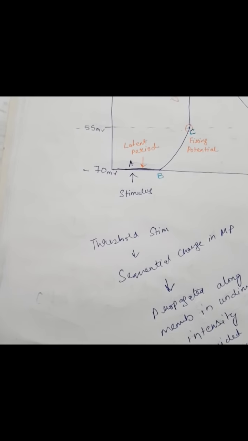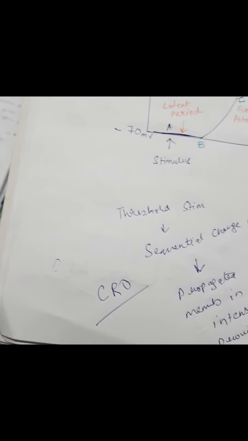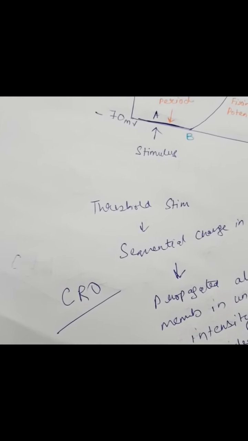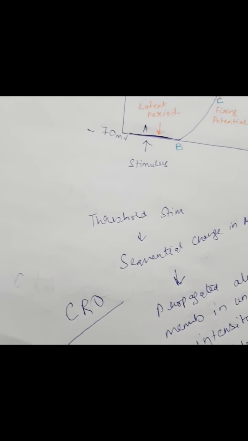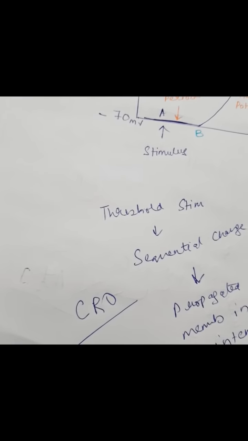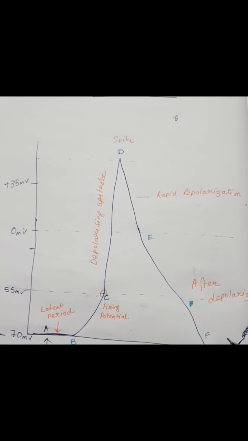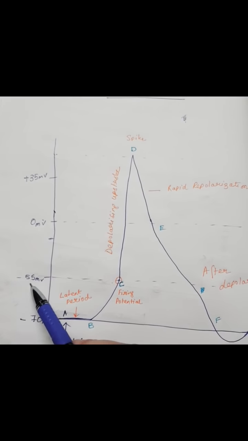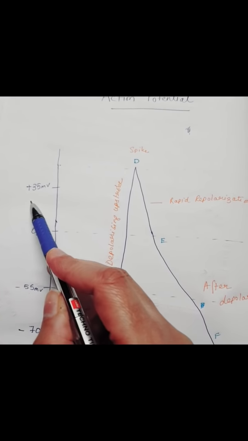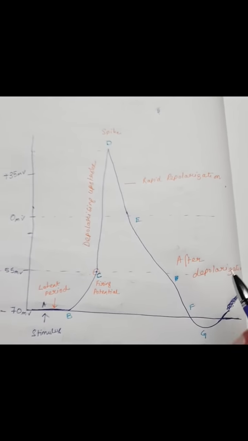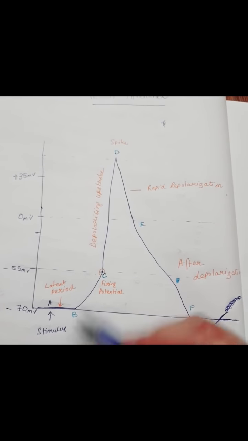Okay, so this is generally recorded by a CRO, cathode ray oscilloscope. We have already talked about this. Here, one electrode is placed inside the cell and another electrode is placed on the outer surface of the membrane. So this is a graphical representation of the action potential. So this is minus 70 millivolt, minus 55 millivolt, 0 millivolt, plus 35 millivolt. Let me just tell you what are the parts and then I'll explain what these represent.